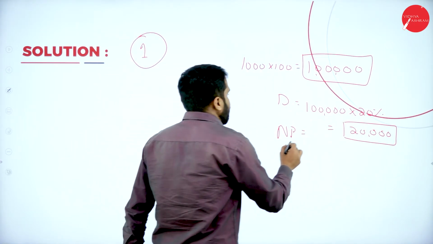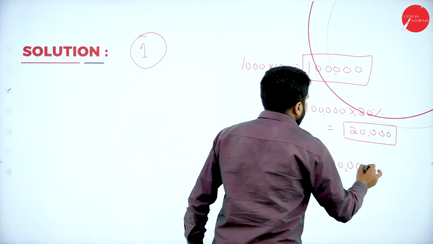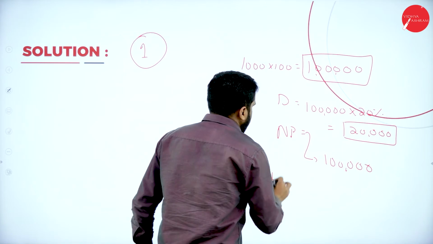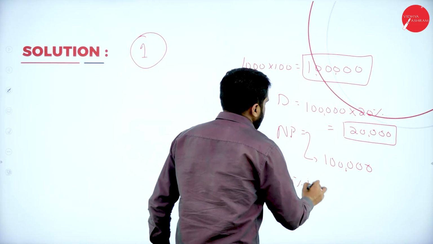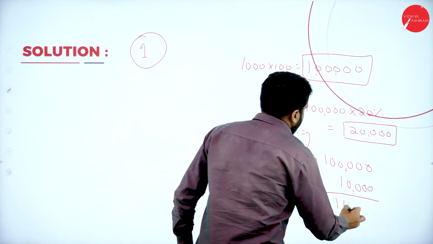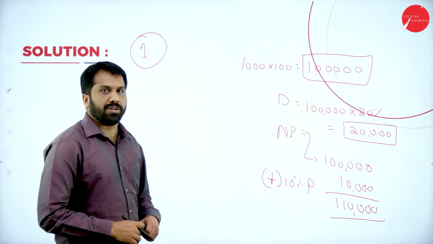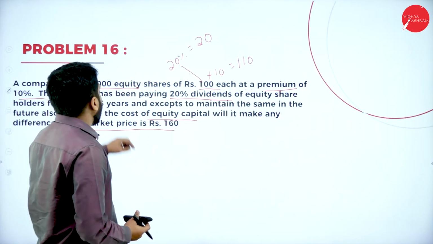What is your net proceeds? Net proceeds will be 1 lakh, add 10% premium. So it will be 10,000. Your answer is 1,10,000. Any doubt in this? No. Again, I'll go back.